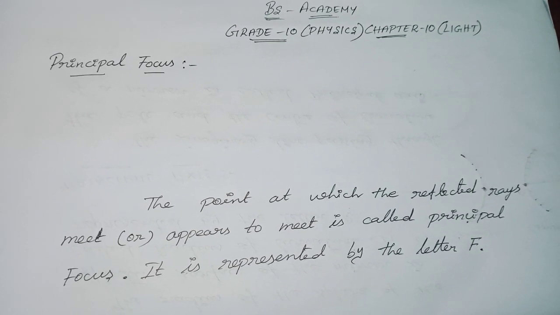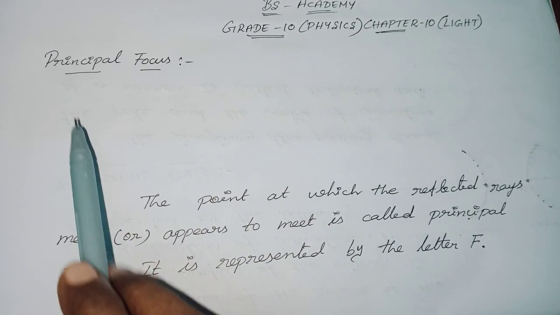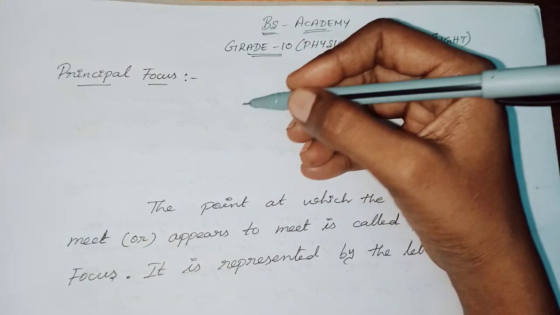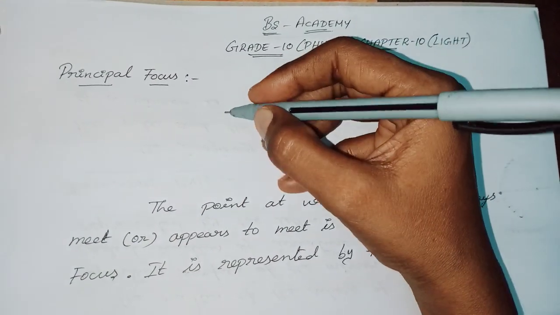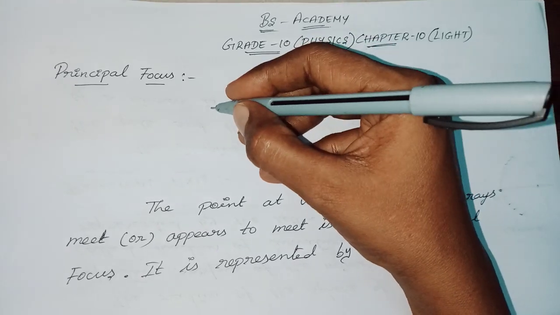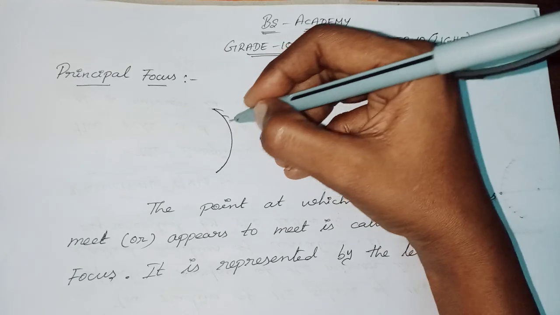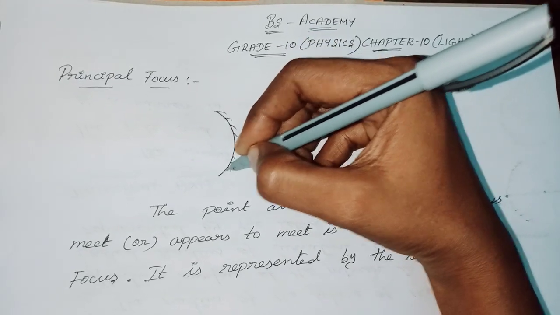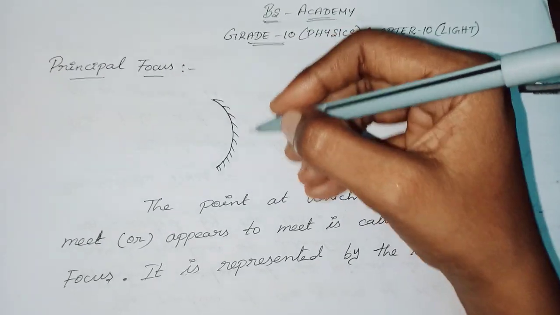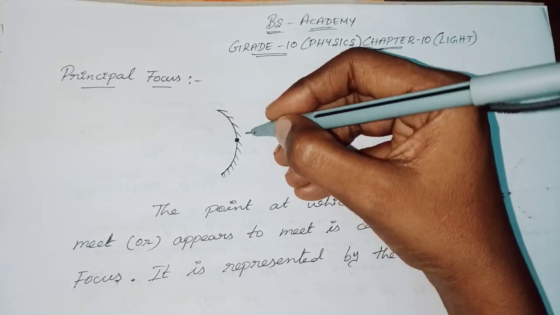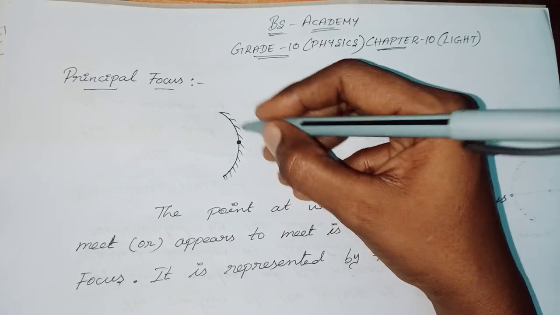In this video we are going to discuss what is principal focus. To understand this, let us draw the concave mirror. So this is the concave mirror. This is the faded part of the concave mirror. And we already discussed what this point is, students. This is the pole, the center of the reflecting surface.